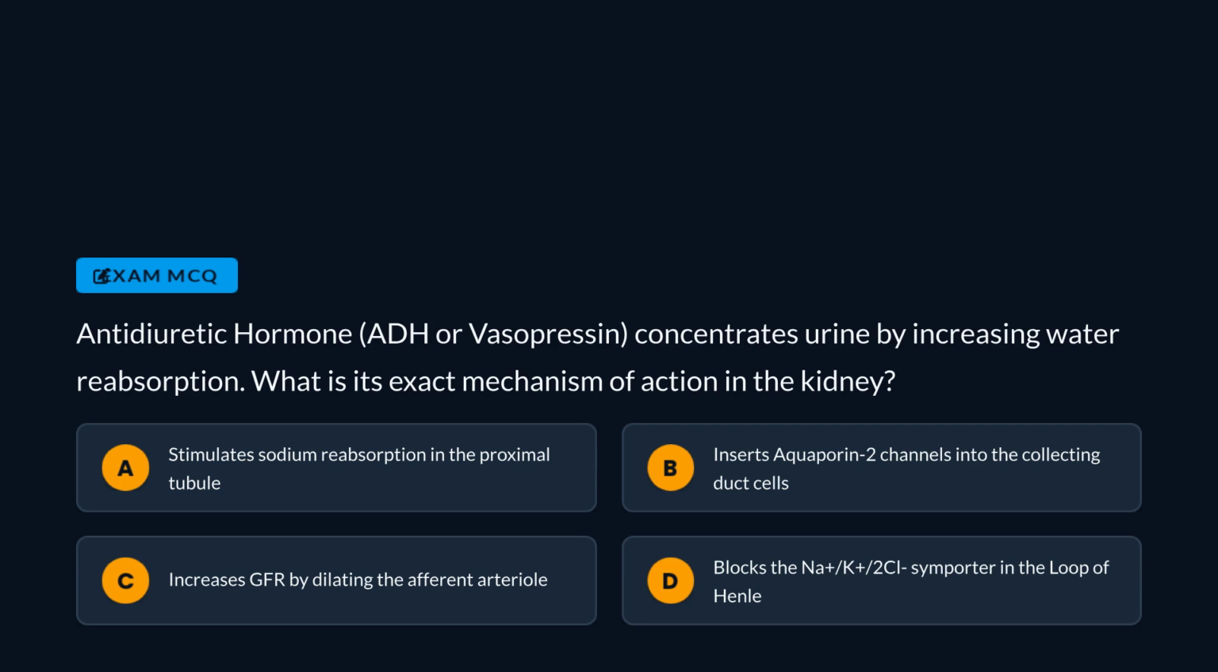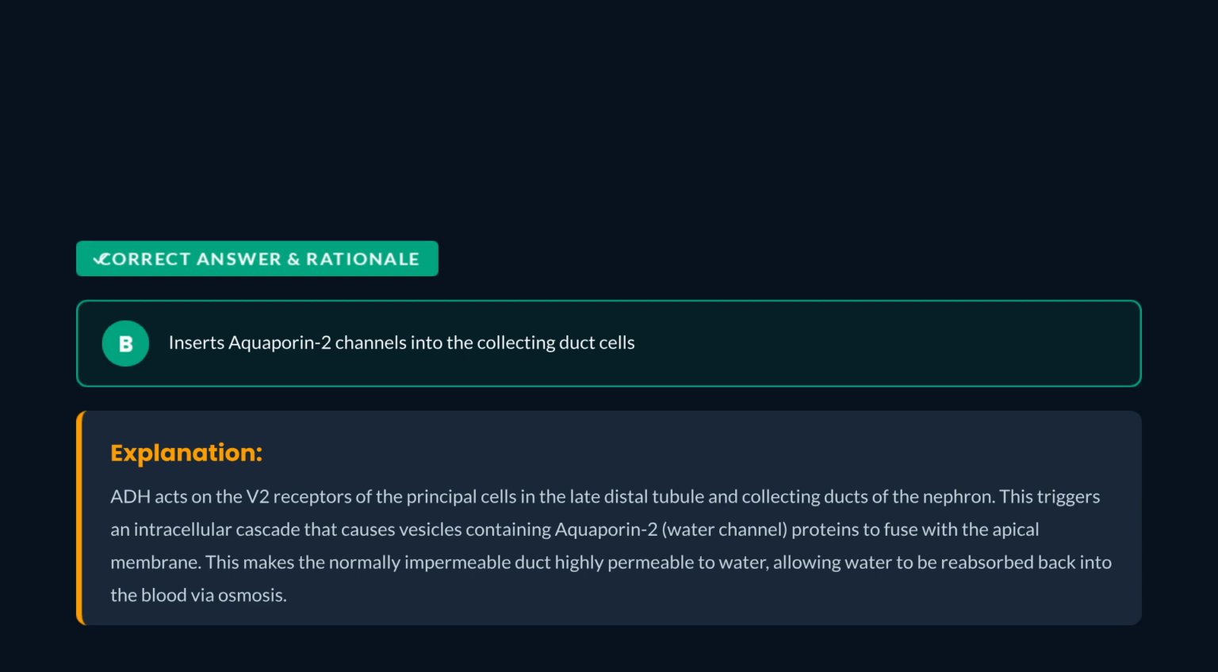Antidiuretic hormone, ADH, concentrates urine. What is its exact mechanism of action in the kidney? ADH concentrates urine by inserting aquaporin-2 channels into the collecting duct cells. These channels make the ducts permeable to water, allowing water to be reabsorbed back into the blood.